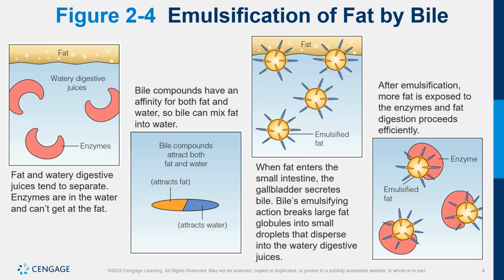I like to think about it like adding dishwashing liquid to your sink full of greasy dishes. If you tried to wash greasy dishes with just water, the grease would not come off the dishes. But the detergent in the soap itself is like bile. Bile acts as a detergent in a way to break up the fat into little globules to make it easy to clean your dishes. In the same way, bile breaks up the fat in your digestive system into little globules to make it easier for the enzymes to mix with the fat.